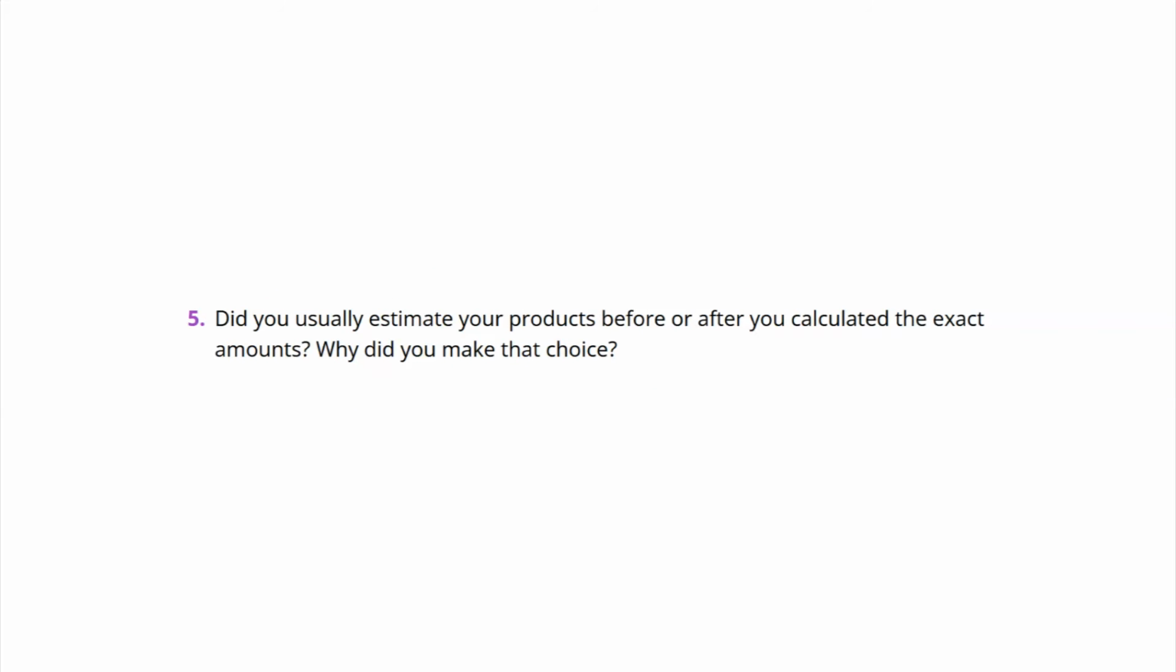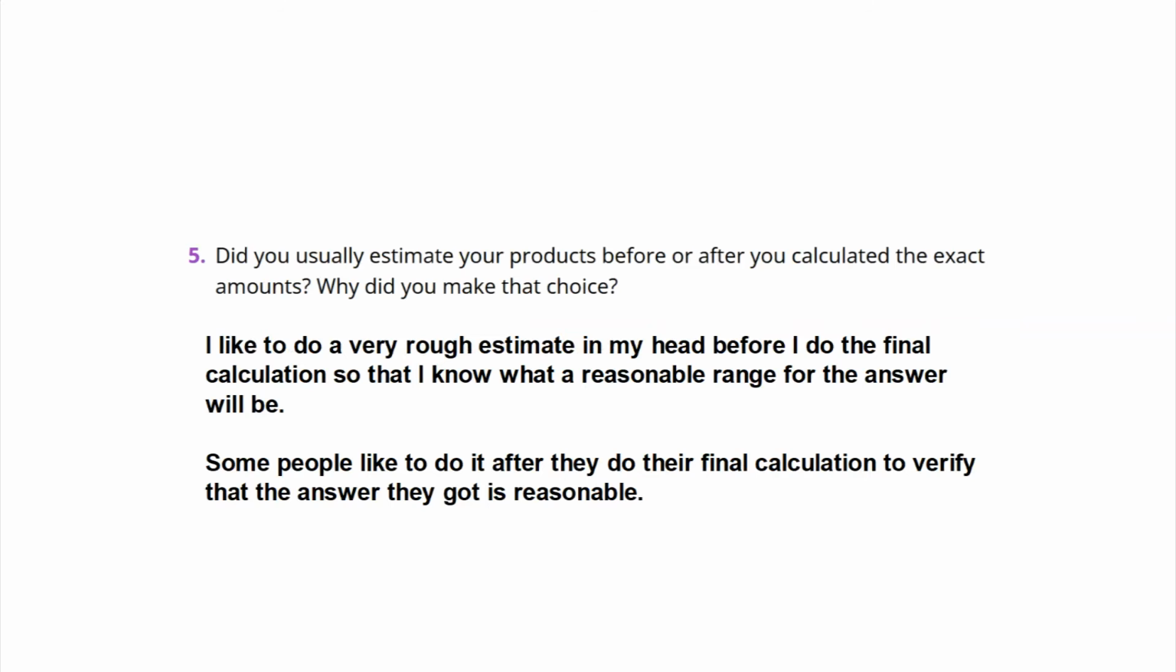Did you usually estimate your products before or after you calculated the exact amounts? And why do you make that choice? So I like to do a very rough estimate in my head before I do the final calculation so that I know what a reasonable range for the final answer will be. Some people like to do it after they do their final calculation to verify that the answer they got is reasonable.